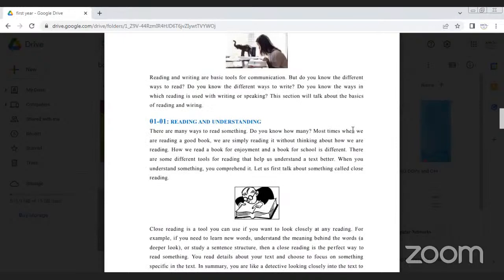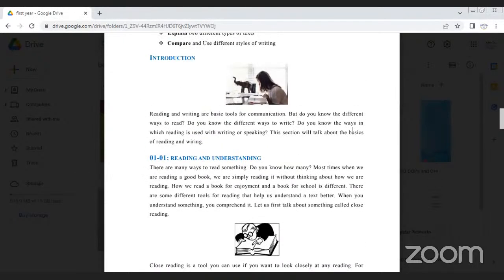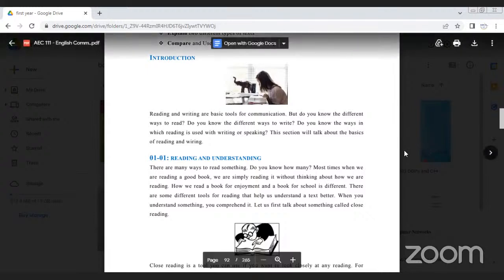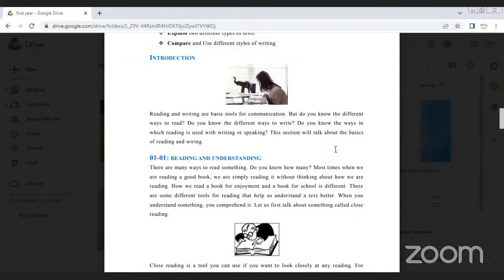Okay, first, the introduction. Reading and writing are basic tools for communication, you know. But do you know the different ways to read? There are so many ways to read. Do you know the different ways to write? There are also different ways of writing. Do you know the ways in which reading is used with writing or speaking?